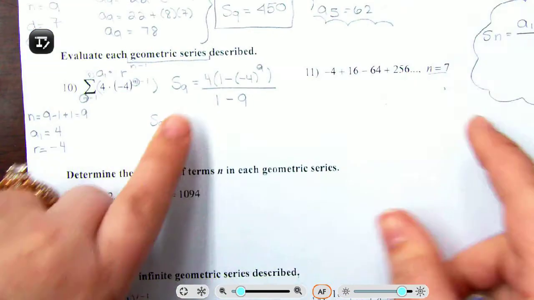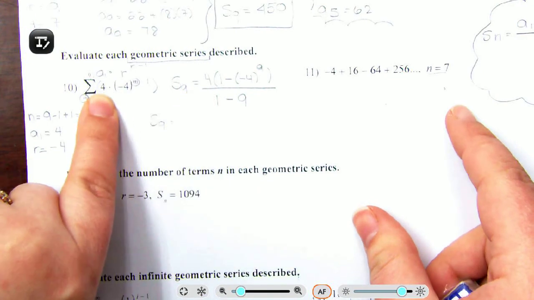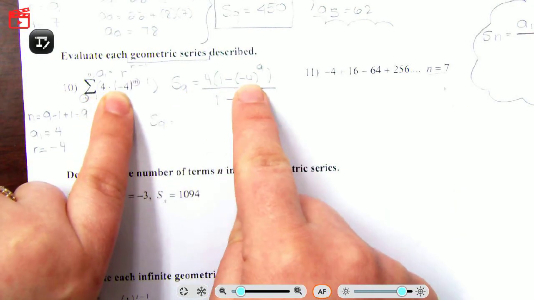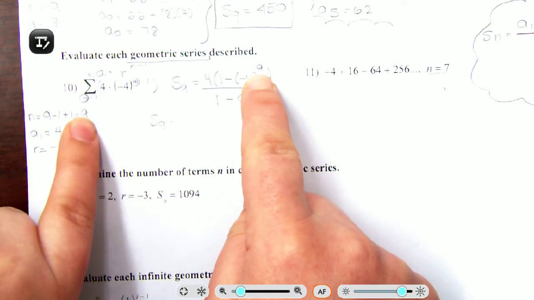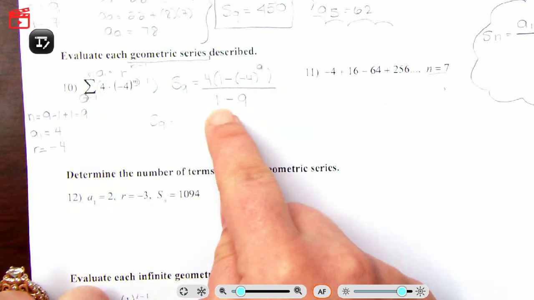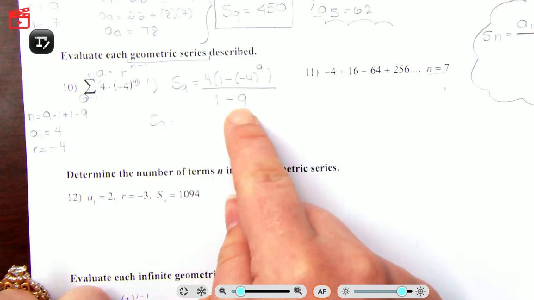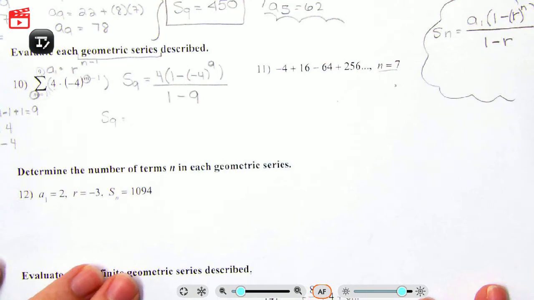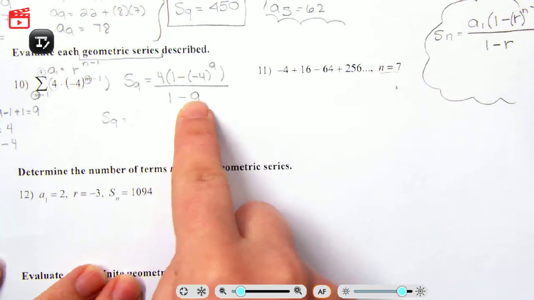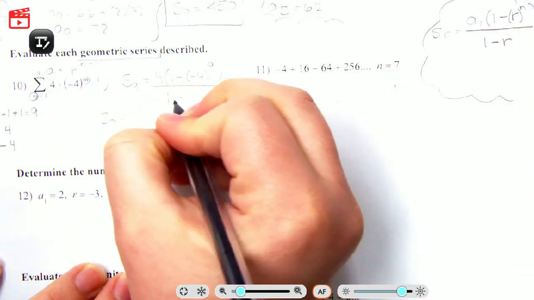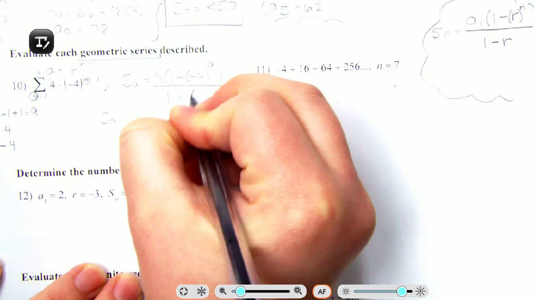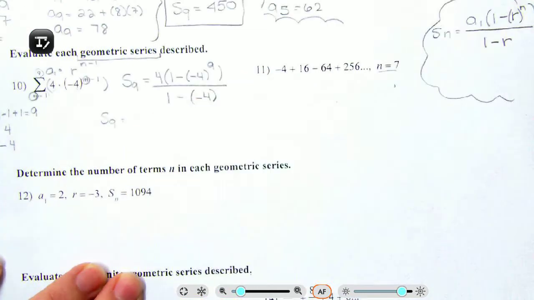A sub 1 is 4. 1 minus negative 4 is r to the nth power, n is 9. And then 1 minus r. Oh, do you see what my mistake is? Did you catch my mistake? This should be an r value, and I put n here. So this is what's tripping me up. That should not be 9. That should be negative 4. And that's going to solve all of my problems.